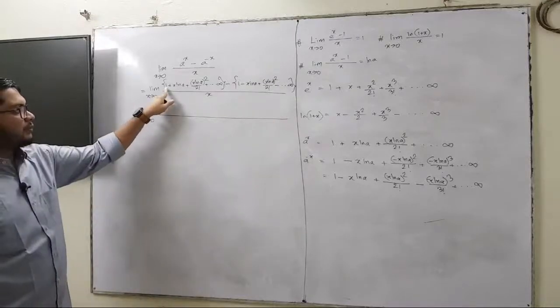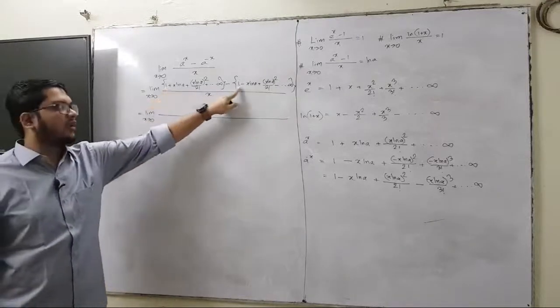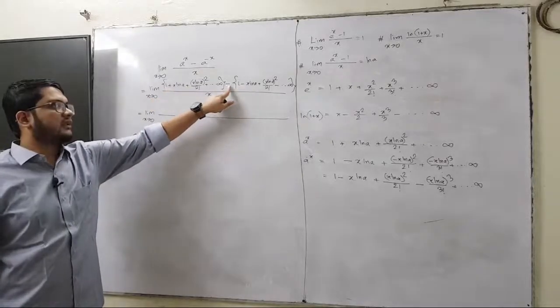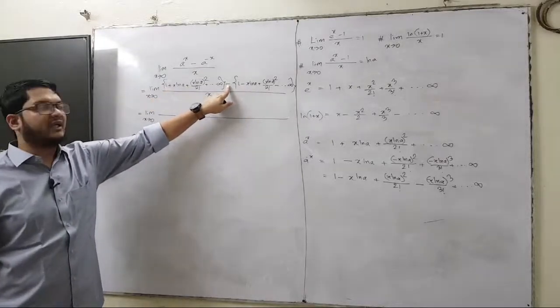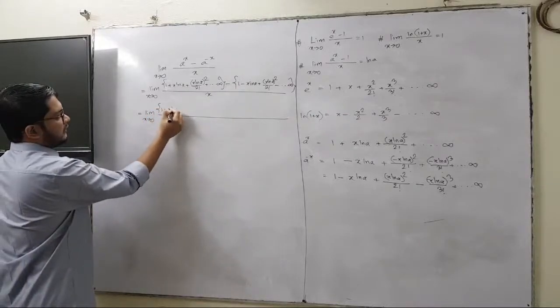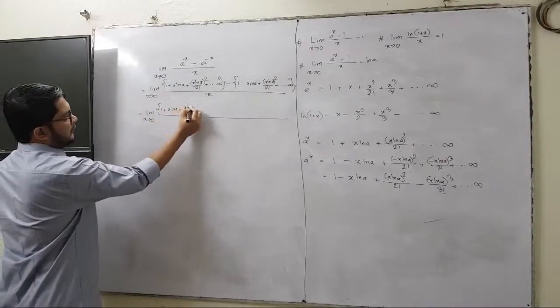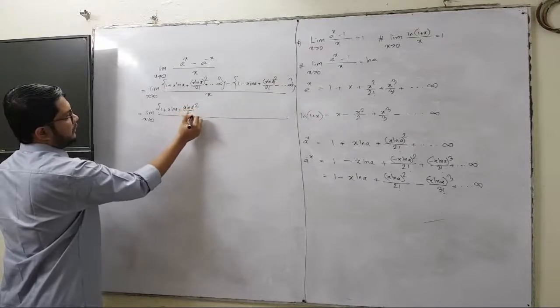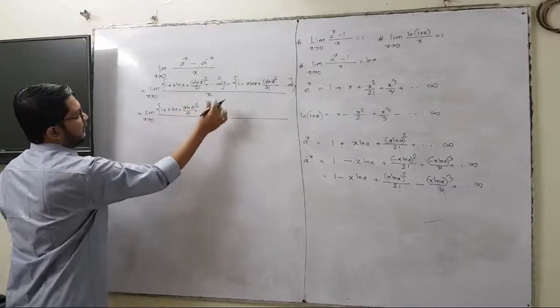So you have a positive 1 here. You have another positive 1 here, but since here you have a negative sign, it will become negative. Okay, let me write it down for you. So 1 plus x ln a plus (x ln a) whole square by 2 factorial all the way to infinity.